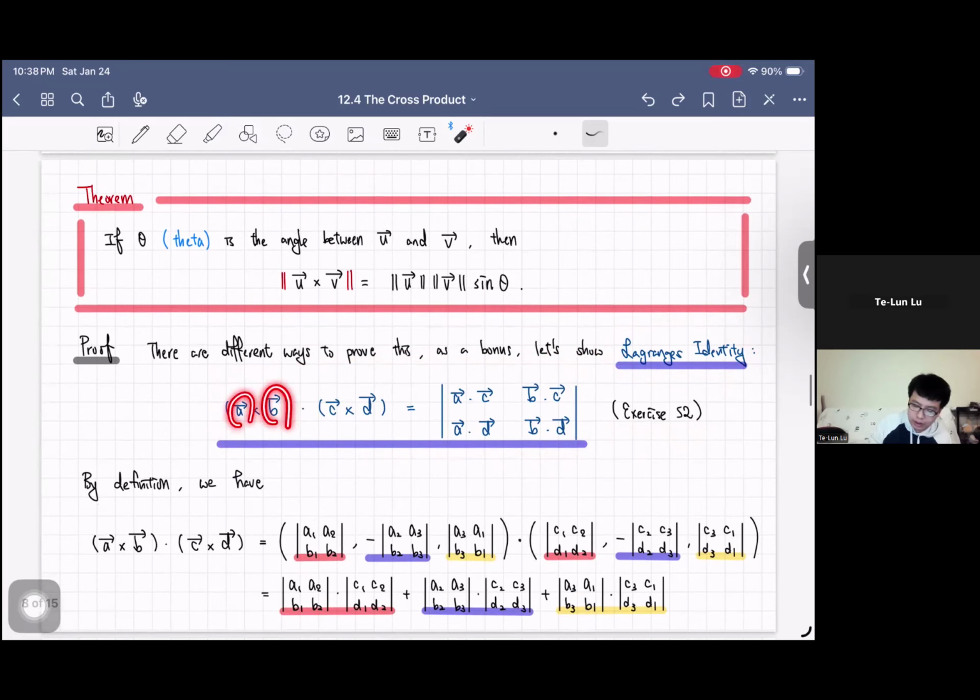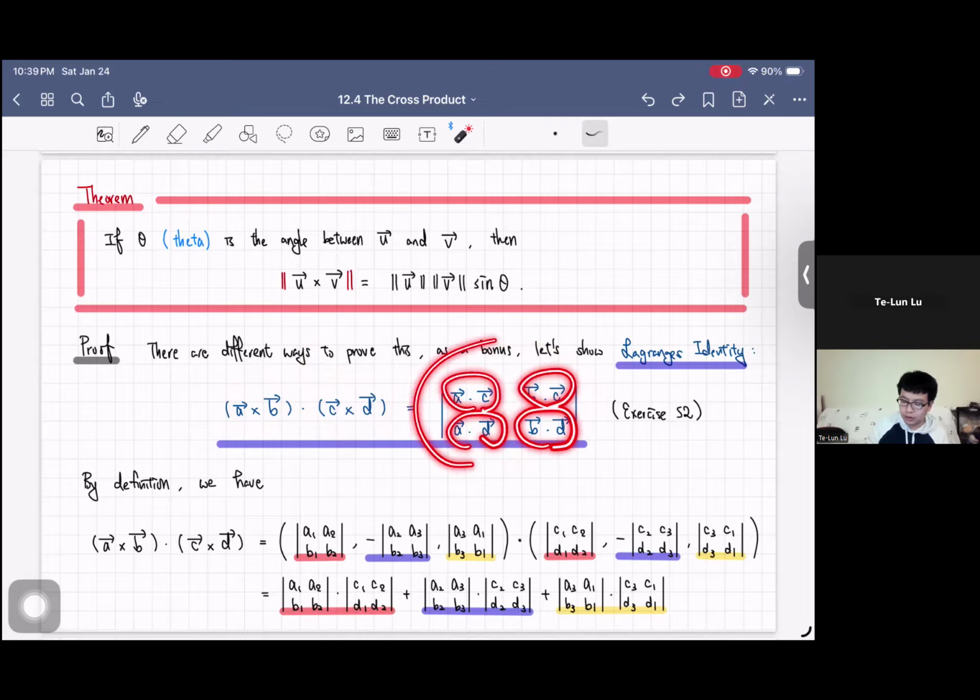I claim that whatever A, B, C, and D are, those are four vectors in three-dimensional space, A cross B, which is a vector, and C cross D, which is another vector, these two vectors taking the dot product will give this quantity. So A dot C is a number, B dot C is a number, A dot D is a number, B dot D is a number. So this is a 2x2 determinant. What I'm claiming is that A cross B dot C cross D will be this multiplied by this, subtract this multiplied by this, if you recall the 2 by 2 definition of determinant.